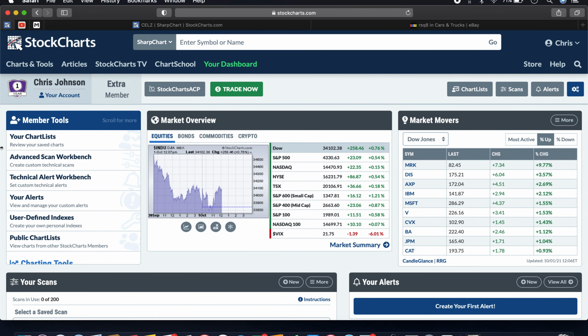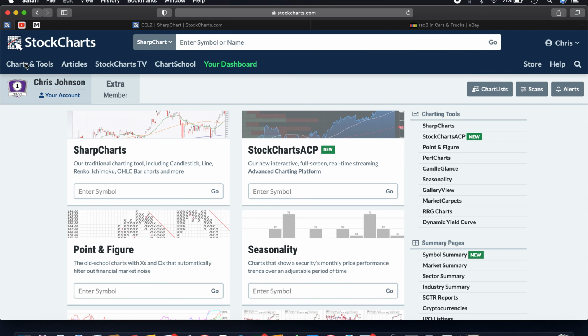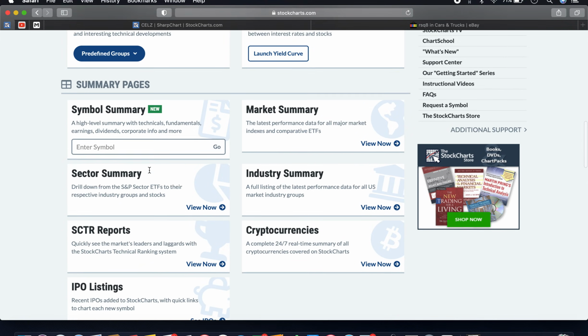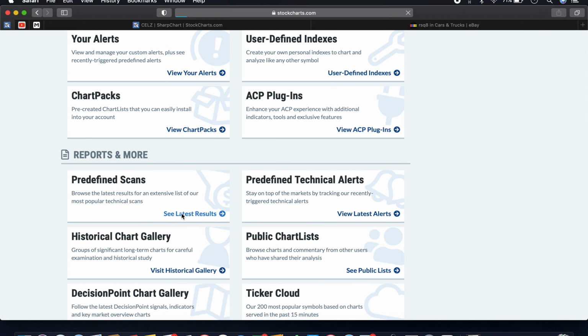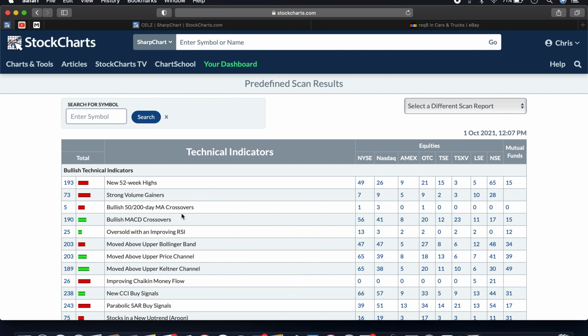All right, check this out. Charts and tools. Scroll down to predefined scans. I think it's best if you do this when the market is closed. So before the market is open, maybe pre-market or even just the night before you go to sleep.